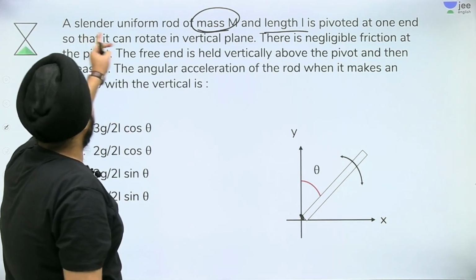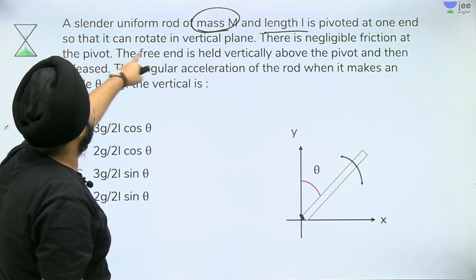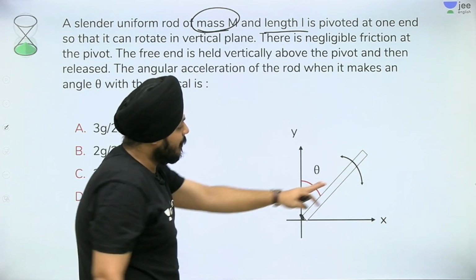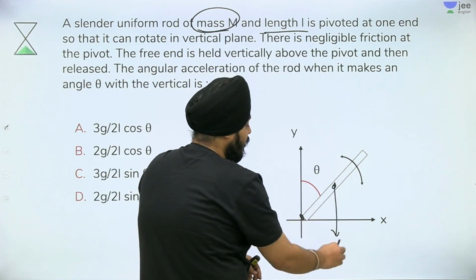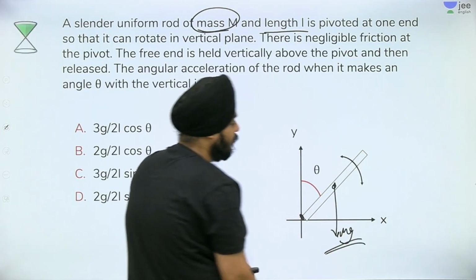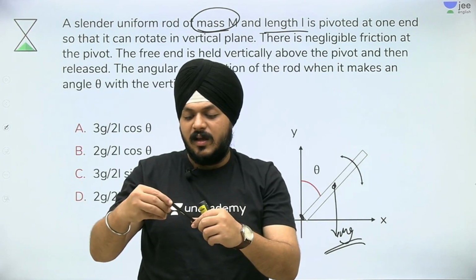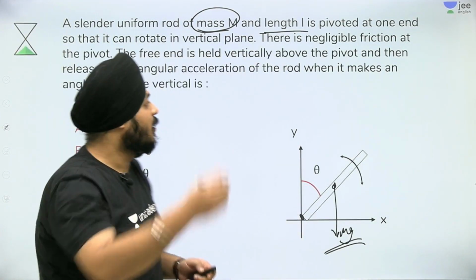A slender uniform rod is pivoted at one end so that it can rotate in the vertical plane. There is negligible friction. Suppose the initial condition is like this, and immediately it is released. Then what would be the angular acceleration of the rod at that point, right? Let us see.